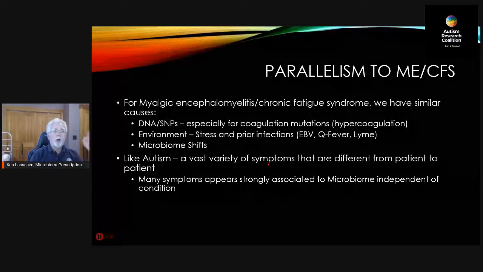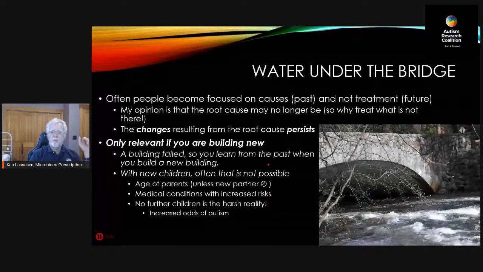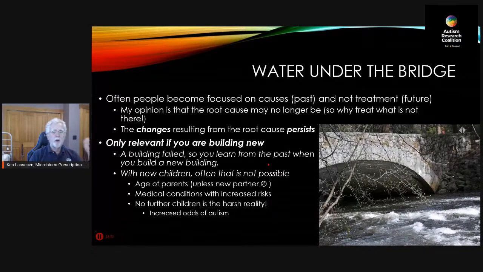Now, one thing I want to emphasize, because I've seen it with MECFS people and suspect some autism parents also have it, is that things are water under the bridge. Frequently people become focused on the causes, the past, and not the treatment, the future. The root cause may no longer be there. It's actually irrelevant for improving a child's life. What we want to do is go forward. You don't dwell on the past. Growing up with autism, I never dwelled on the past because it was just going to lead me down a literally depressing road.